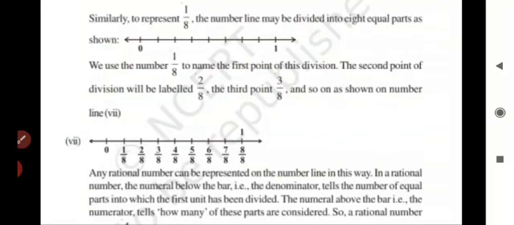Any rational number can be represented on the number line in this way. In a rational number, the numeral below the bar, that is the denominator, tells the number of equal parts into which the first unit has been divided. The numeral above the bar, that is the numerator, tells how many of these parts are considered.